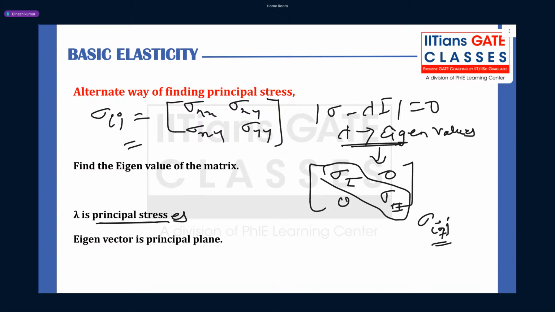So by this method also you can find your principal stresses. Once you know eigenvalues, we can find eigenvectors. Eigenvectors are nothing but your principal planes, which are theta 1 and theta 2. So this is another, alternate way to solve the problems of principal stresses.